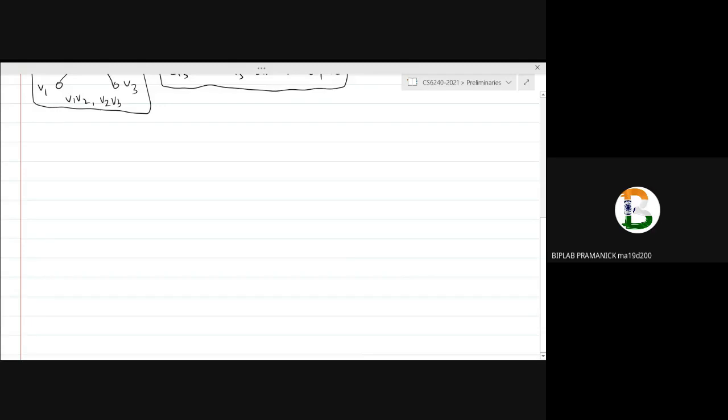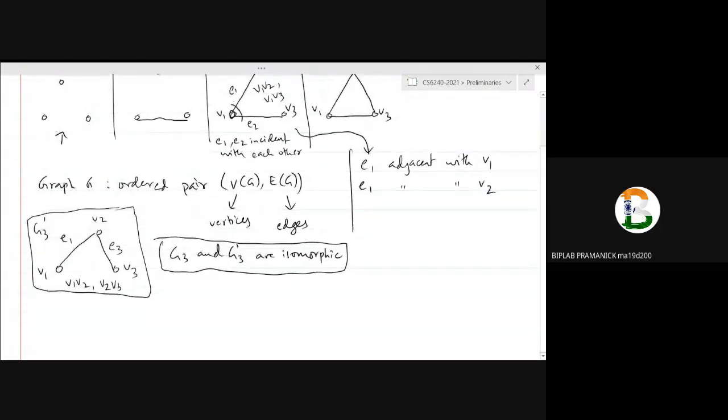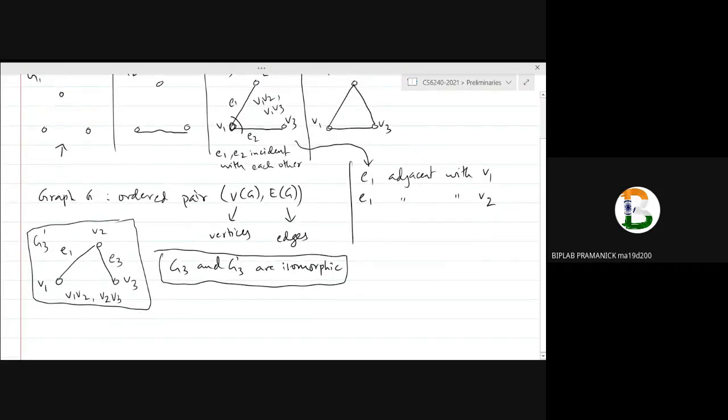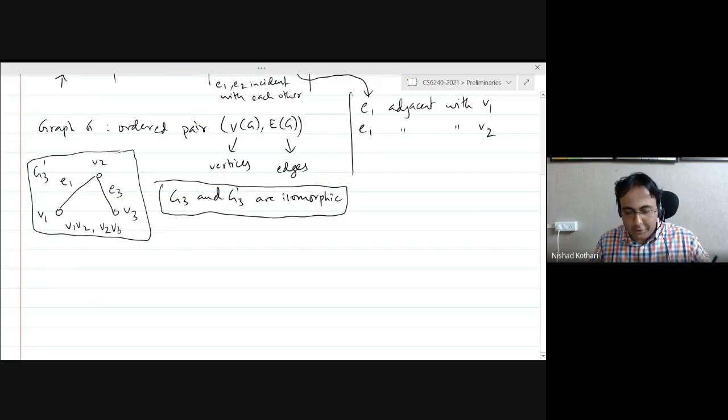Sir, in G3 and G3 dash, there are some two edges. But the edges are different. I think one edge is different. Isomorphic means the same number of edges. No, isomorphic means, well, if you want the formal definition, let me give you a more complicated example.